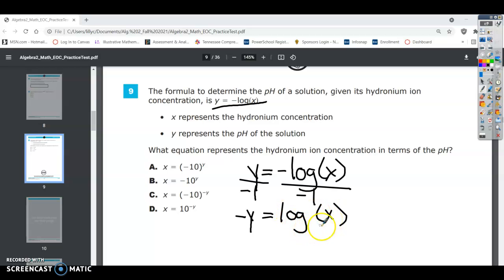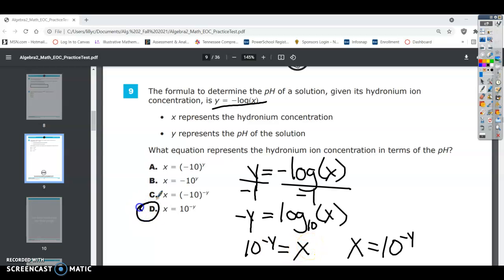All right, when there's no base, remember, you assume that to be a base 10. So we're going to go from logarithmic form to exponential form. So remember, using the cloud method, we're going to do 10 to the negative y power equals x. So if you switch these around, x equals 10 to the negative y. All I did was switch which side that the x is on.